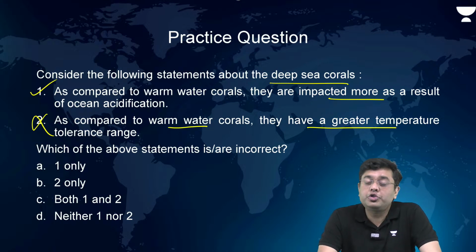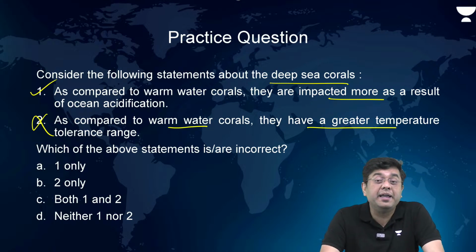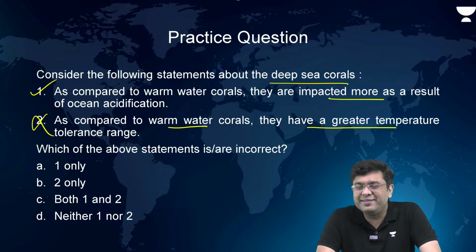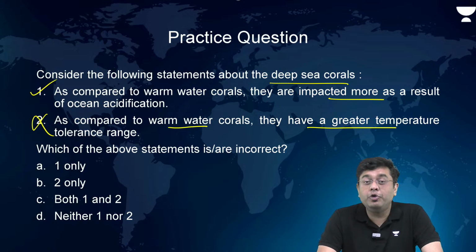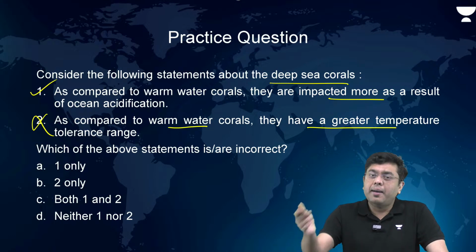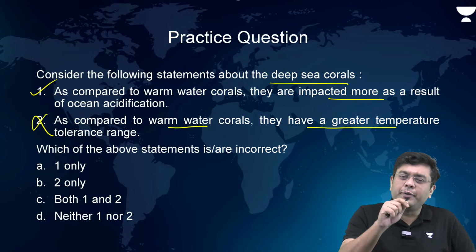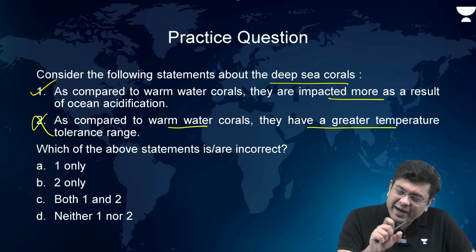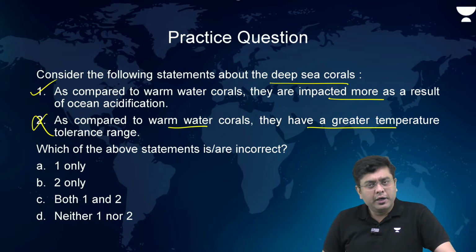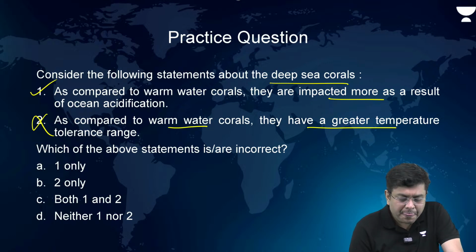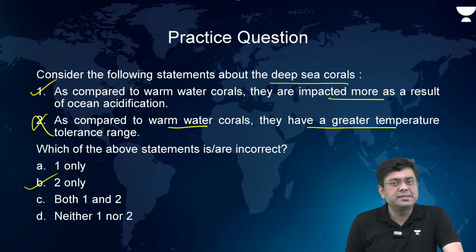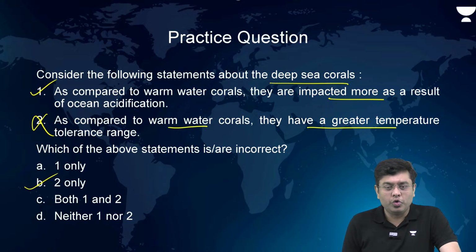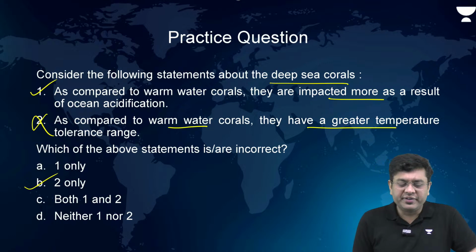At the surface, you still have slight variation in temperature by a couple of degrees, 24 to 26, 26 to 27, like that. But at the ocean bottom, at the deep sea floor, in the aphotic zone in particular, beneath the thermocline, the temperature is almost consistent around 4 degrees Celsius. So that is why these corals are not adapted to thermal tolerance, right? So which of them are incorrect? Here, the correct answer will be B, that is 2 only. Okay, I hope this is clear.